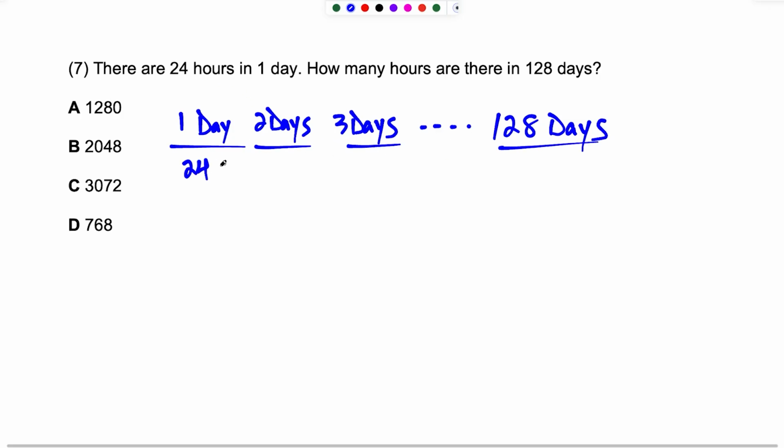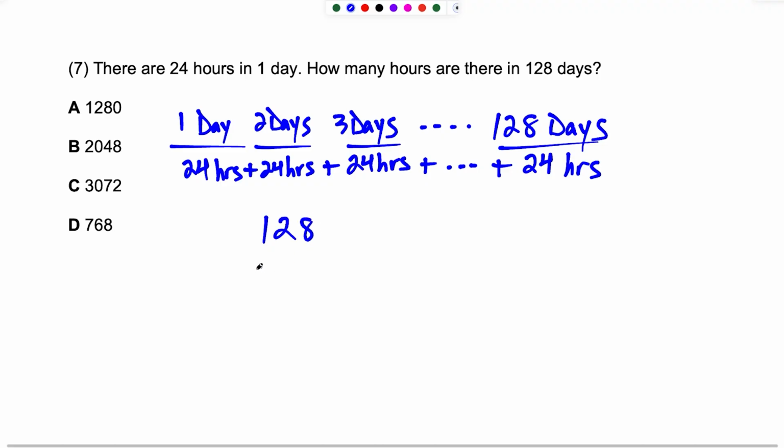And I could just make a little table here and say for each day there are 24 hours. Okay, so we have 24 hours in the first day, 24 hours in the second day, 24 hours in the third day, and then finally the last 128th day we have 24 hours. And if I wanted to, I could just sit here and add all of this up. But this would take a really, really long time. Okay, but repeated addition is multiplication. So instead of doing 24 plus 24 plus 24 plus itself 128 times, I could just do 128 times 24.